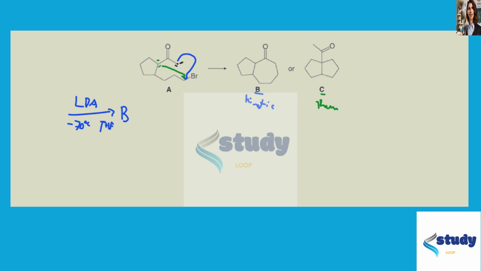However, in C, to get the thermodynamic product, we just need to use any strong base at any temperature we want. So we can use, for example, sodium ethoxide, which is a strong base, not that bulky, so it can fit in here to deprotonate this. And we can do this at room temperature, and we will use ethanol as our solvent to give us C.